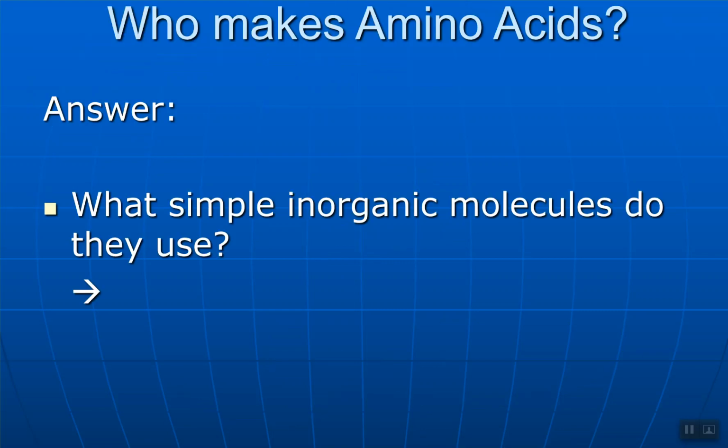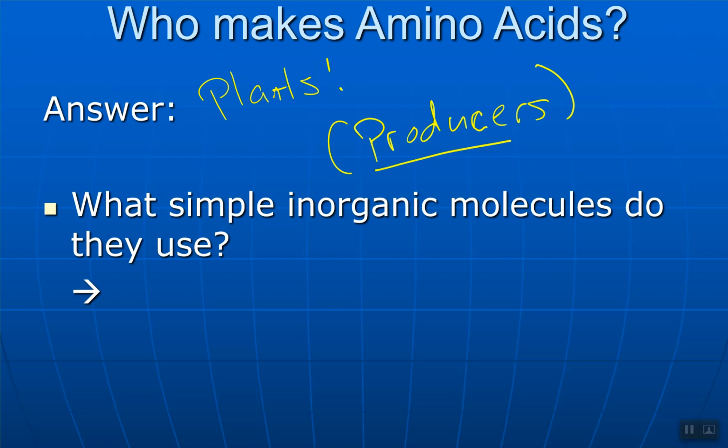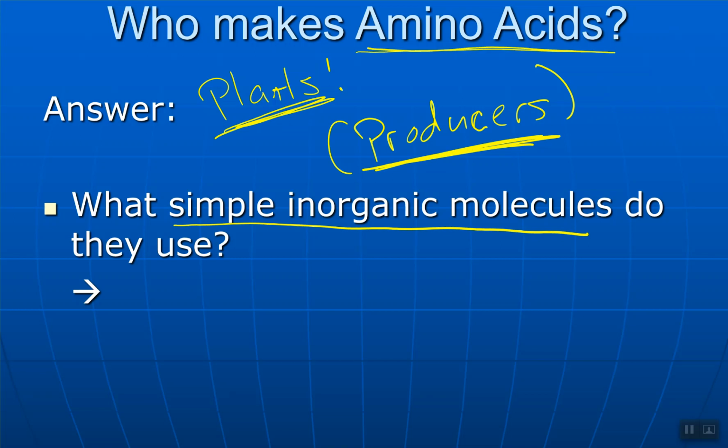So to summarize, who makes the amino acids from scratch? You can say plants make amino acids from scratch, but really the better answer is producers. I will accept either answer. Producers of an ecosystem are the ones that make the amino acids from scratch. In our ecosystems, it's normally plants. Second question, what simple inorganic molecules do plants or producers use to make their amino acids? Well, that's your homework assignment.